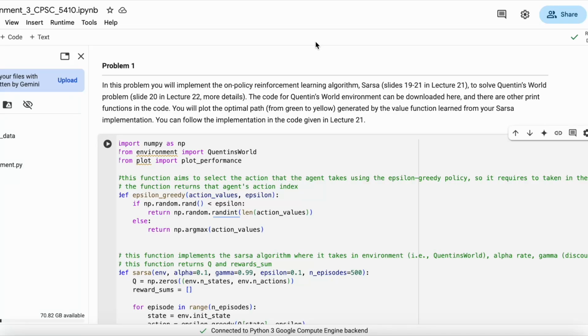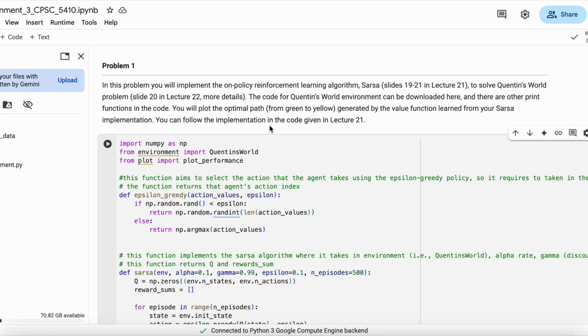So we're going to go over problem one. Problem one asks us to implement SARSA, which is an on-policy reinforcement learning algorithm. SARSA stands for State Action Reward State Action. With that algorithm, we're going to solve the Quinton's world problem.